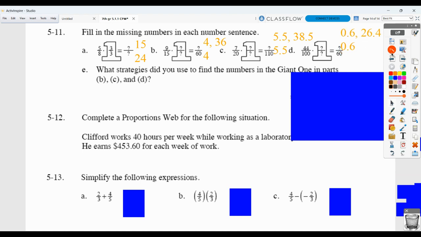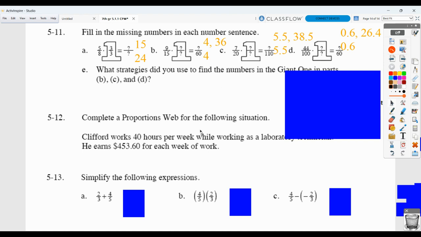What strategies did you use for B, C, and D? Well, basically, the strategy that you should have used was that you were dividing. You had to figure out, 15 times what equals 60, and one way to do that is to take 60 and divide by 15. You had to say 20 times what value is 110, so take 110 divided by 20.